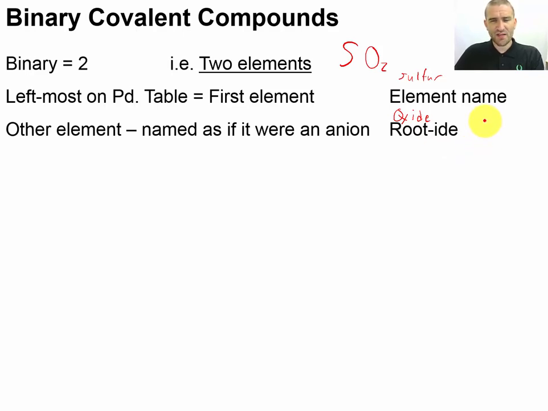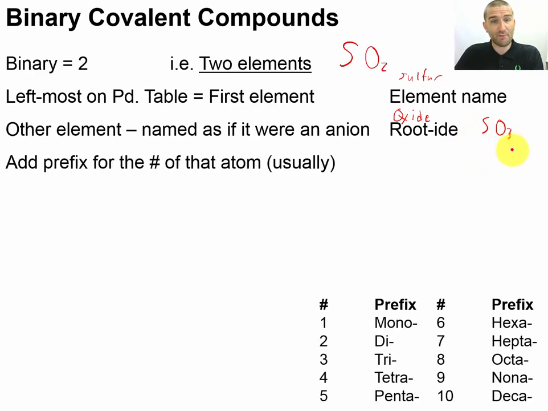The thing is, how are we going to distinguish that from SO3? We can't rely on the charges because there are no charges. That only works for the ions. For ions, we don't need to specify numbers. But for binary covalent compounds, we're going to have to. We need to specify how many of each we've got. So what we're going to do is add a prefix for that number of the atom. Usually we do that at least.